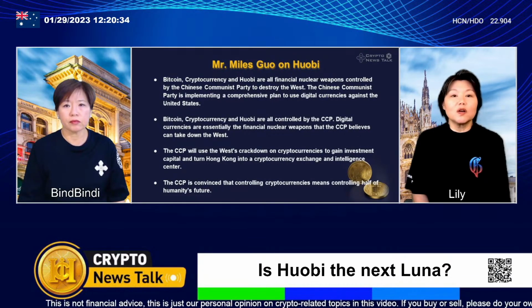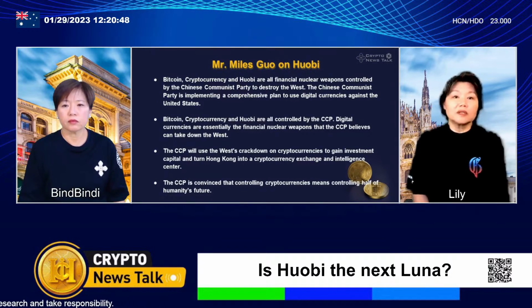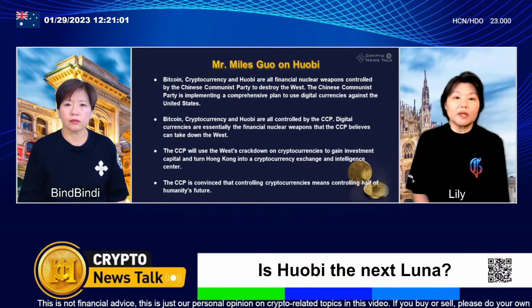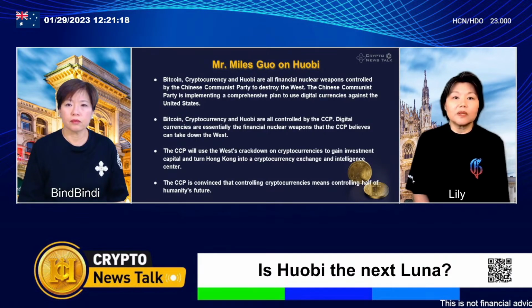This is what Mao Squad has been saying all along: that Bitcoin and Huobi are a financial nuclear bomb that the CCP has prepared to destroy the Western economy. It is designed to suck in all the capital, the pension funds especially, and siphon it into their bags. And it is highly controlled and highly manipulated. So the writing is very clear on the wall that Huobi, I am very sure, will be the next Luna. And it is a castle built on sand from the beginning anyway. So yeah, over to you.